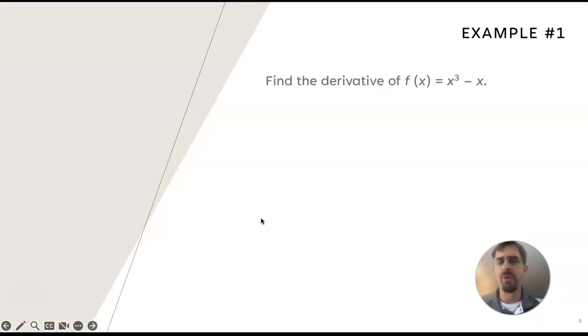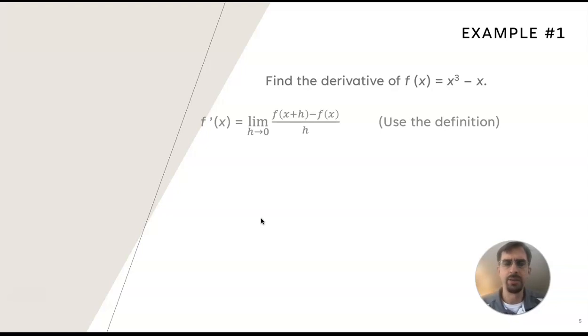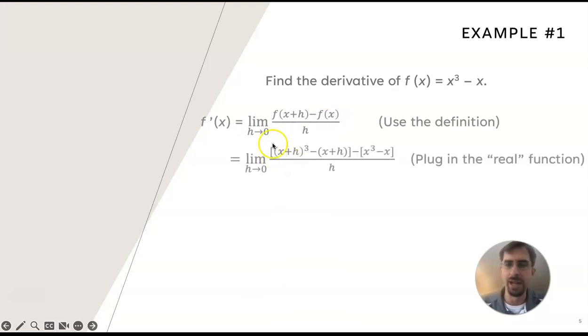So as an example, we want to find the derivative of f of x is equal to x cubed minus x. So we start out with our definition. The limit as h goes to 0 of f of x plus h minus f of x divided by h. And you'll see in just a second why we use this definition over the others. Well, it makes the algebra a whole lot easier.